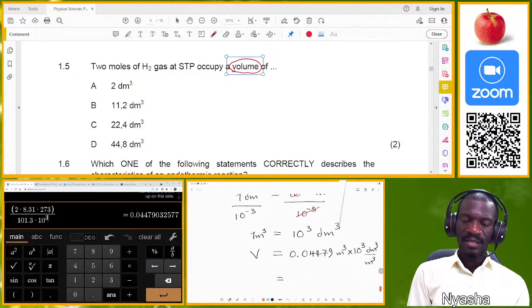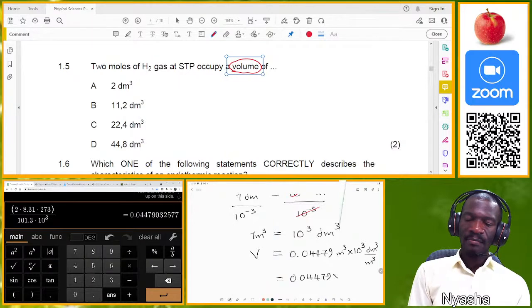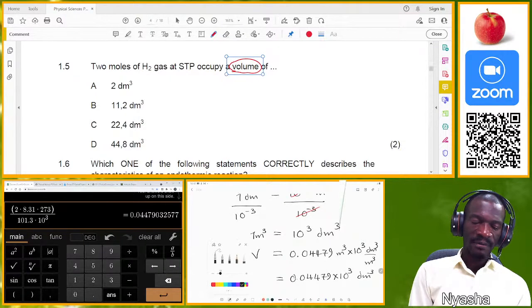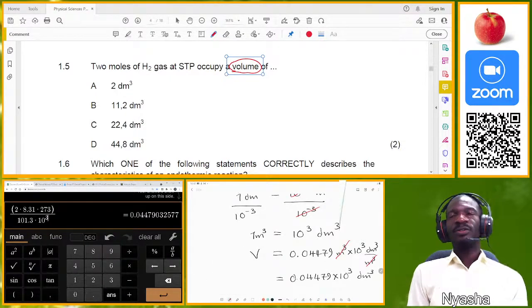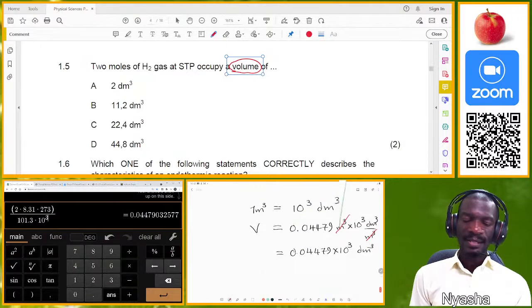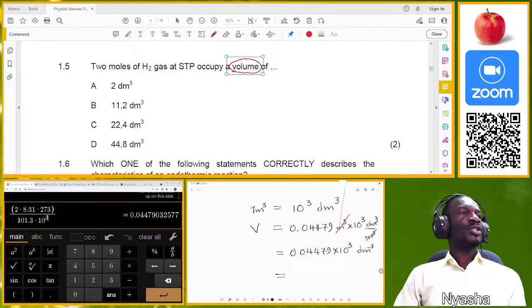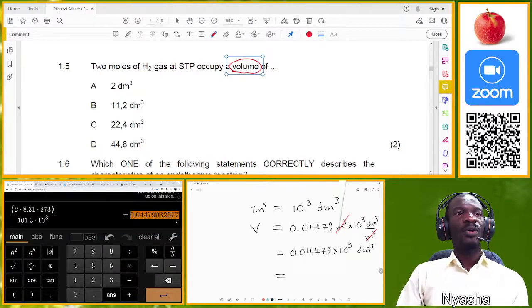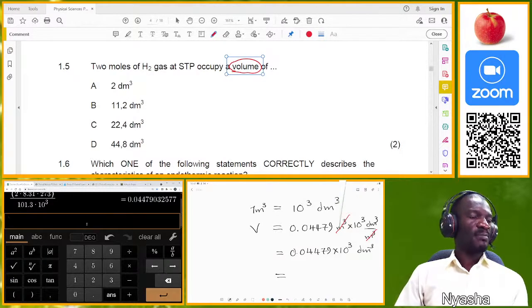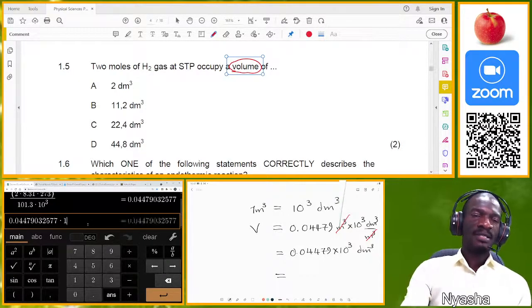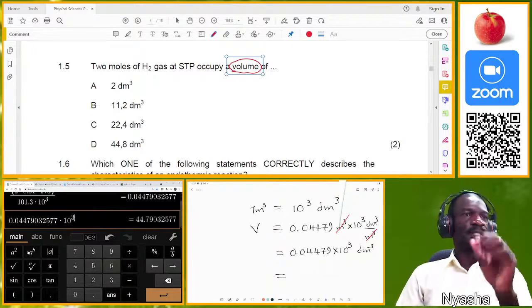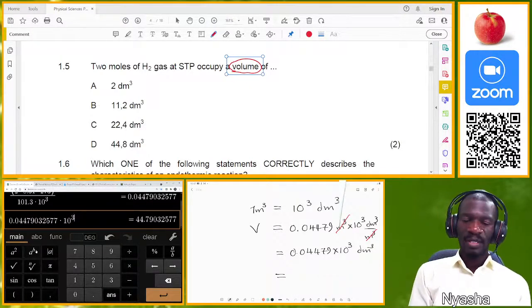So this is equal to 0.04479 multiplied by 10 to the power of 3 dm cubed, because the m cubed cancels out. This must mean that we should multiply the value that we got by 1000, that is, by 10 to the power of 3.